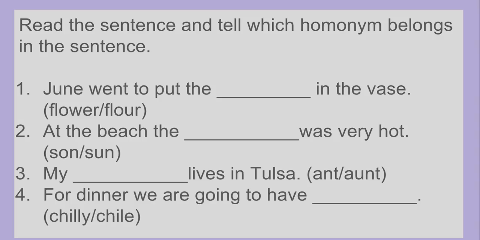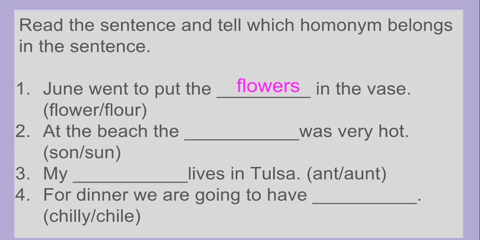We're going to read the sentence and tell which homonym belongs in the sentence. Number 1, June went to put the blank in the vase. Would it be flower or flour? We talked about those and we know that F-L-O-W-E-R is the blossom on the plant, so we will put flowers in the sentence. June went to put the flowers in the vase.